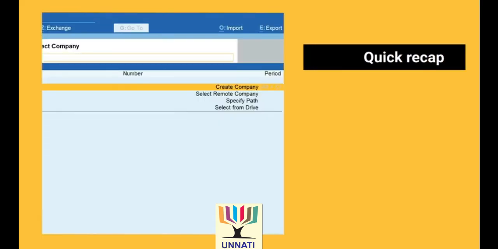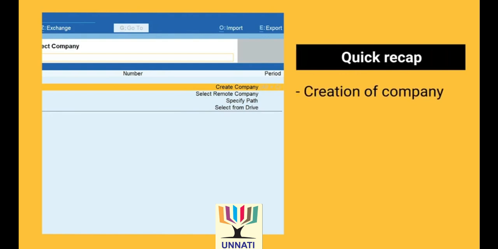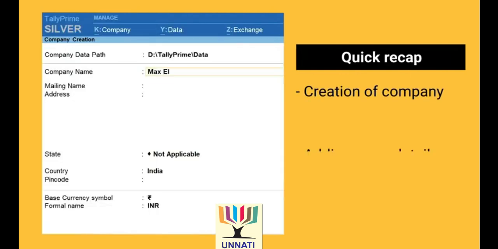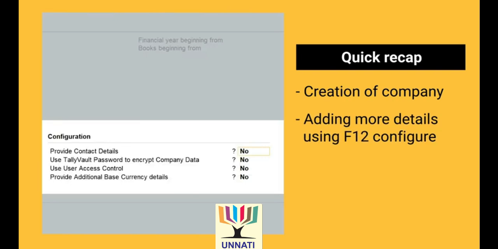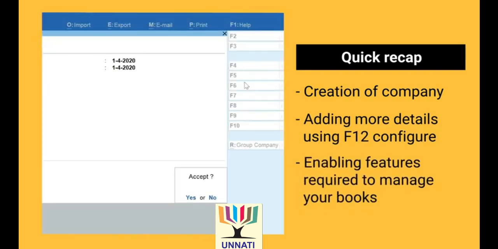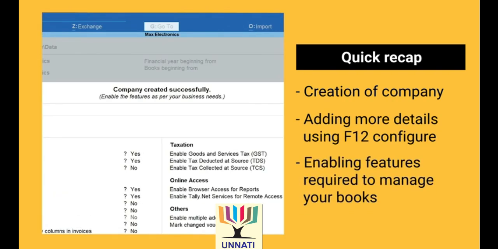Here is a quick recap of things we learned. Creation of company, adding more details using F12 configure. Enabling features required to manage your books.